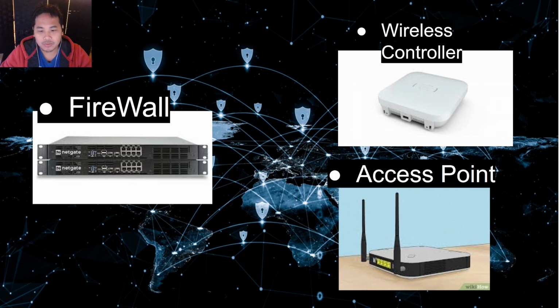It operates across multiple OSI layers, filtering traffic based on rules. Firewalls can be hardware appliances, software running on a server, or cloud based. They are the first line of defense, permitting legitimate traffic and blocking threats.